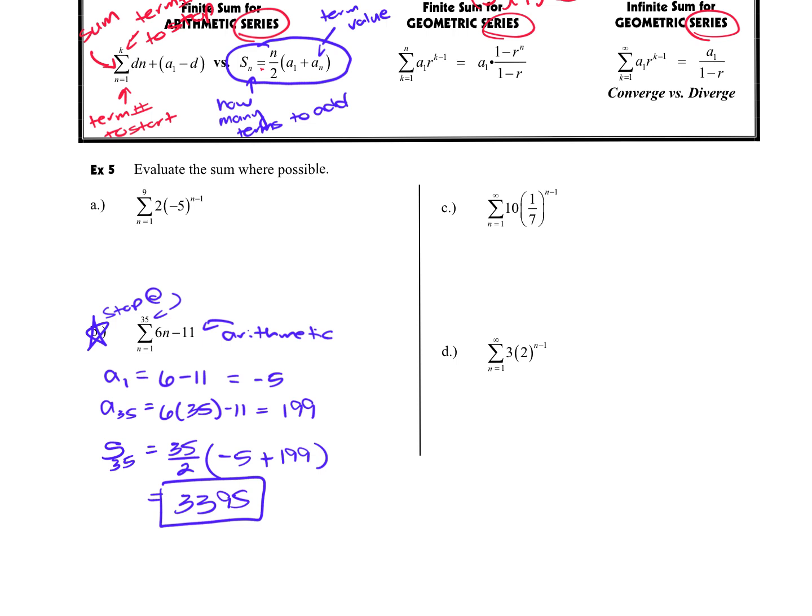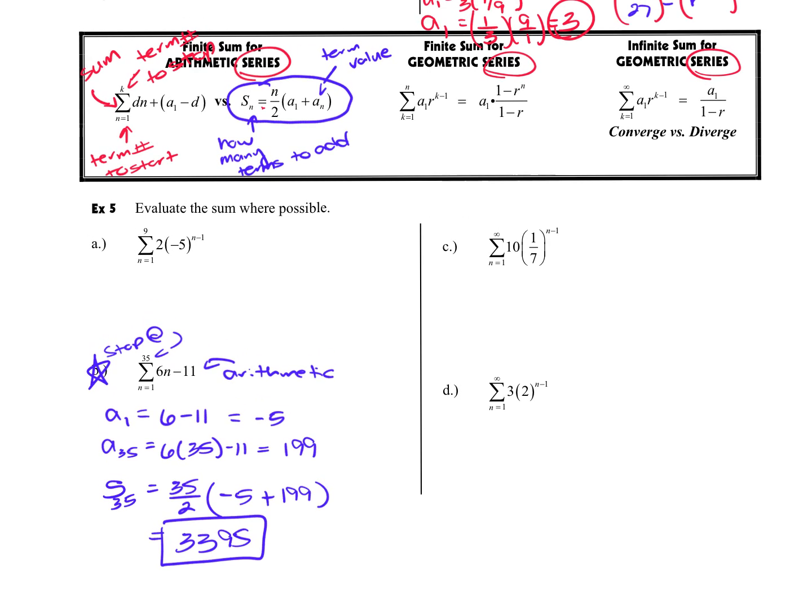Okay, the next ones that we're going to look at are sums of a geometric series. Now, for sums of geometric series, we have two types. We have a finite sum, meaning we have a start and a stop, and we have an infinite sum, which is a start, and then we go on effectively forever. So the finite sums have a stopping value.